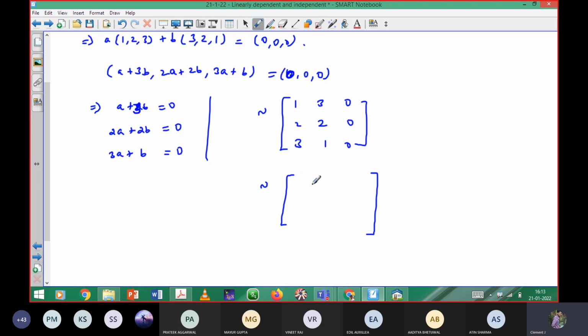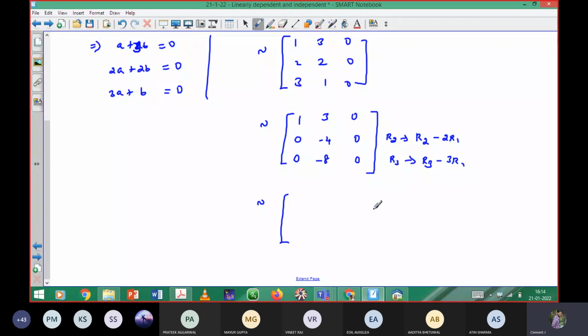Reduced row echelon form, in which row 1 is already in perfect form. So I can get into row 2. In row 2, R2 minus 2R1. R3 gives R3 minus 3R1. So 0, 2 minus 6, that is minus 4, 0. Next, 3 minus 3, 0, 1 minus 9, minus 8, 0. Okay.